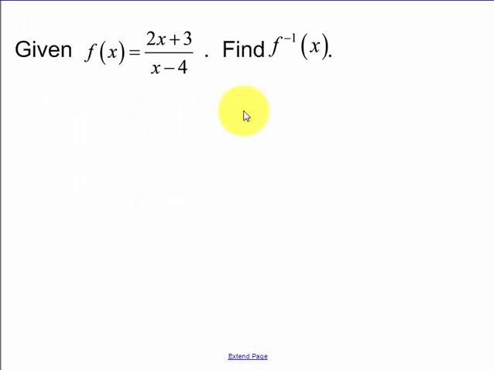Okay, so let's do an example. Remember, this means inverse. So I switch my x and my y to be able to find an inverse. And then I solve this for y. So I cross multiply.